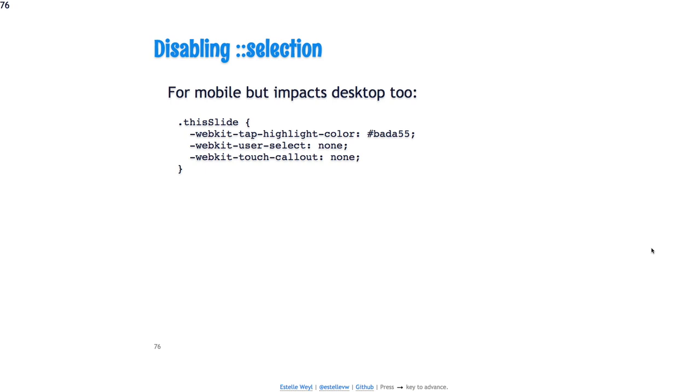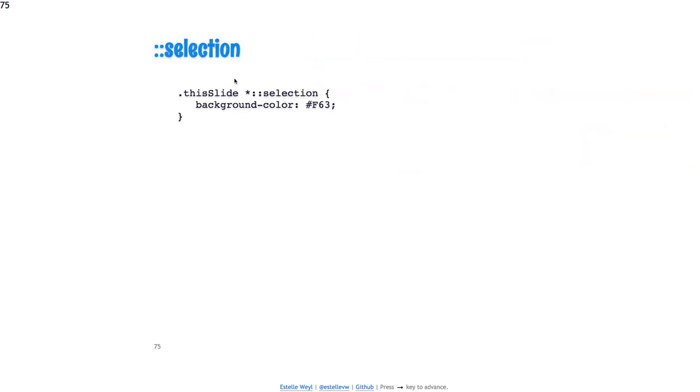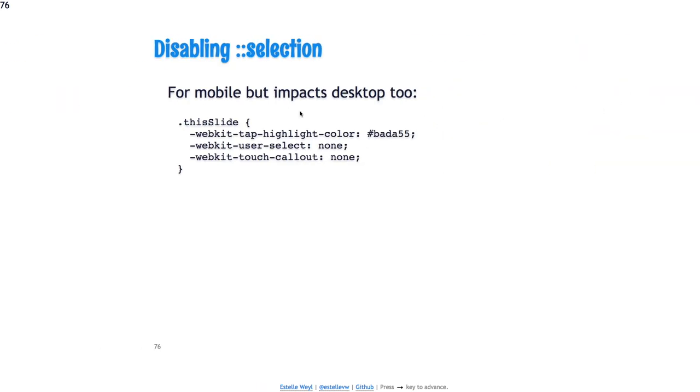This is not something you want to use, but just to show that it works, I'm trying to highlight this, and I cannot select that. I could select it. No, I couldn't select it. Yeah, I could select it there, right? But I can't select it here because I've actually attached those styles.